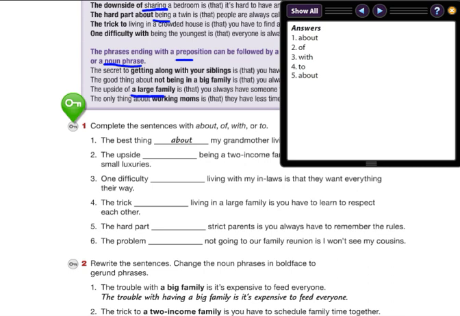I'll highlight the red ones that are noun phrases, okay? So the red one is a noun phrase. So it's not a verb. So I was at number 5, strict parents.